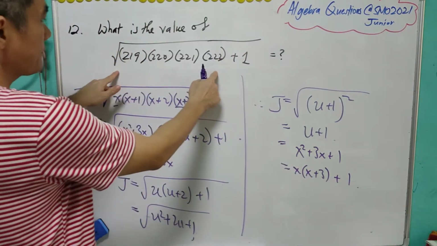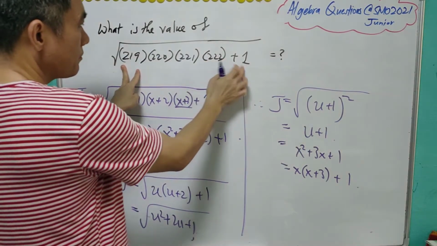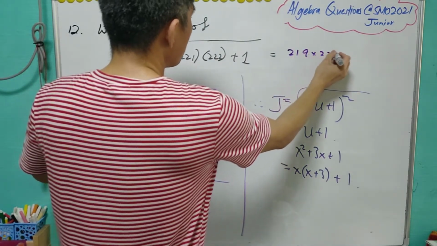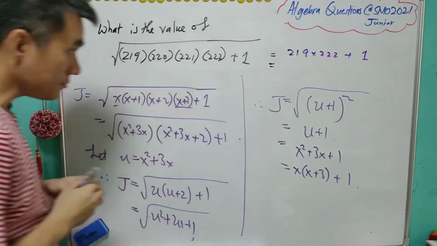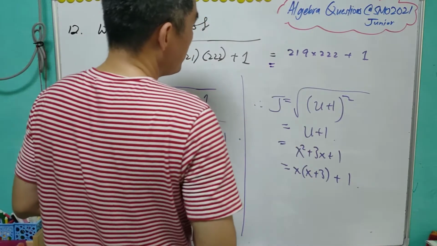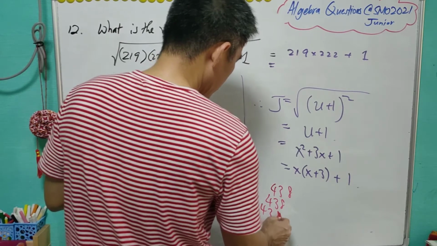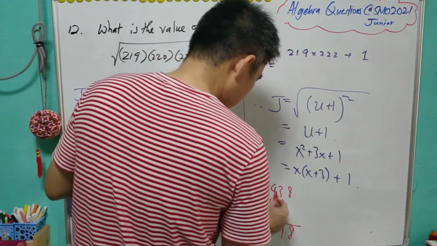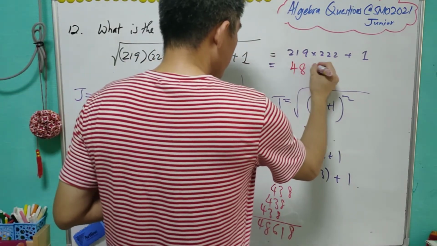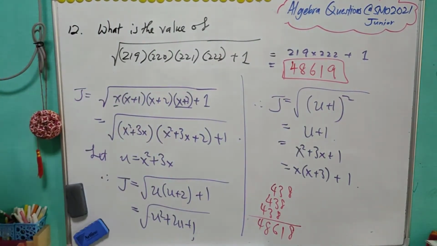This value j is actually equal to 219 times 222 plus 1. After a bit of calculation, 219 times 2 is equal to 438. So this is 48619. So 48619 is the answer for question 12.